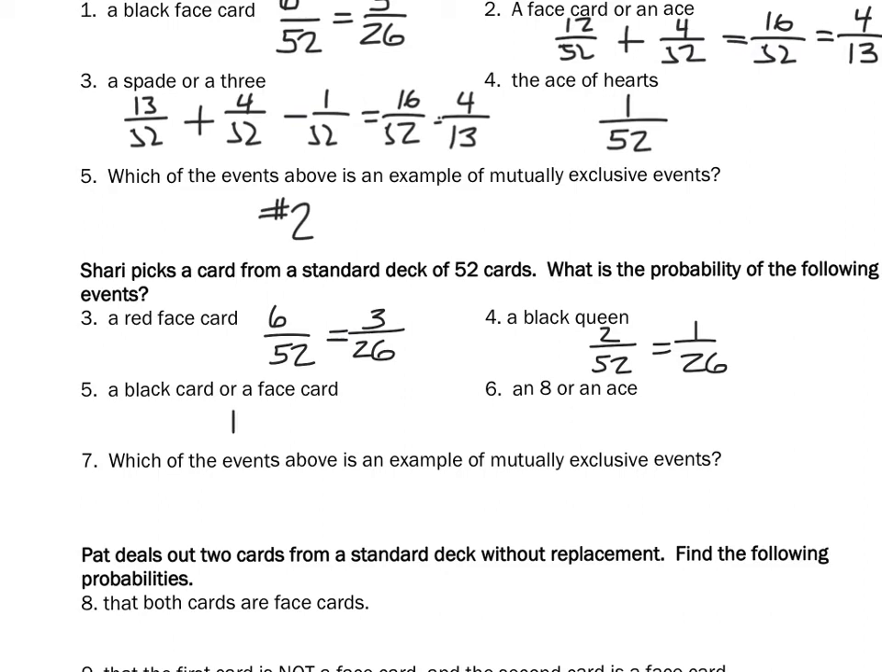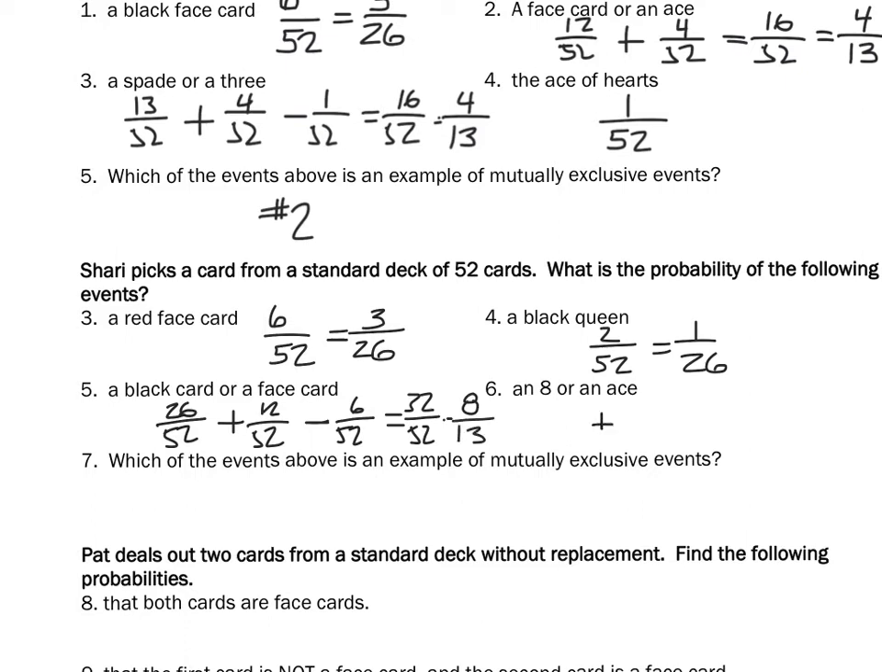Black card or face card. We're going to add these. There are 26 black cards. There are 12 face cards. But there are some black face cards. There are 6 of those. So we subtract 6, doing that so we don't count them more than once. So I've got 32 out of 52, which would be 8/13.